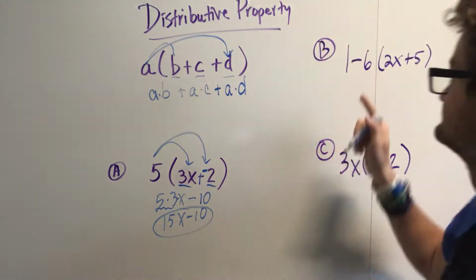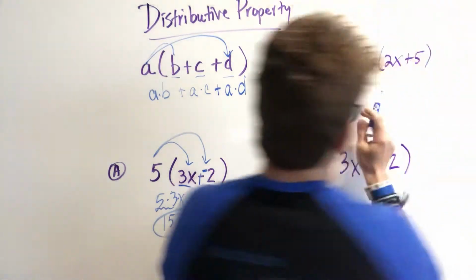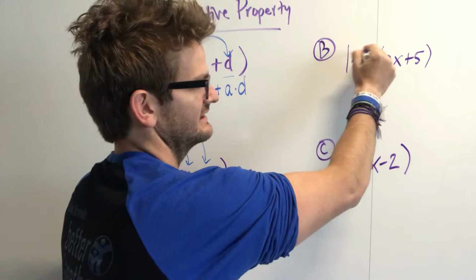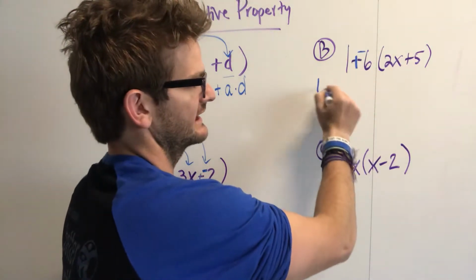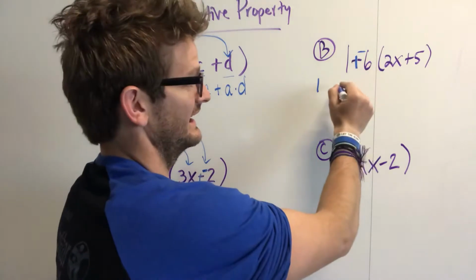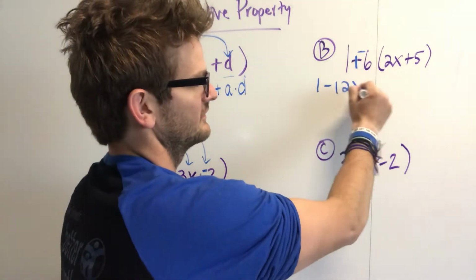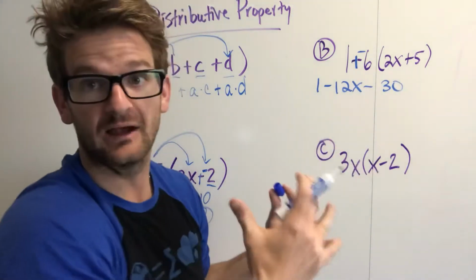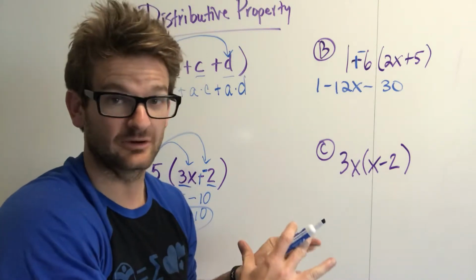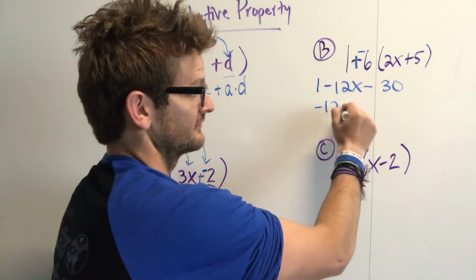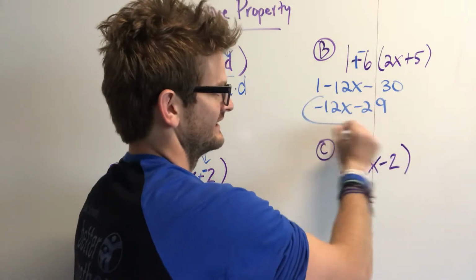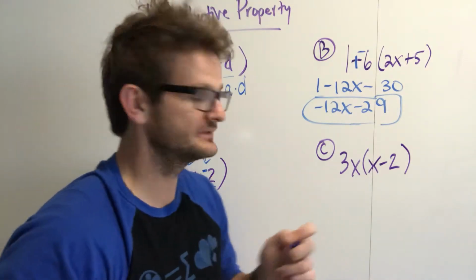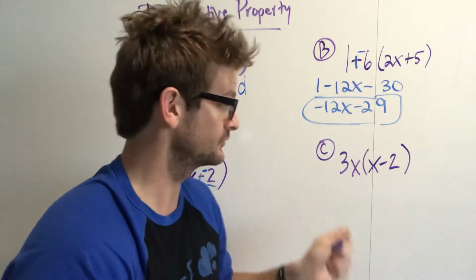Let's look at 2 more examples. On example B, we have a negative 6 out front. What I like to do with this is, again, make it plus a negative, and then I'm going to multiply it in. So I'm going to have 1 hanging out. Negative 6 is going to get multiplied by 2x. That's going to give negative 12x. And then negative 6 is going to get multiplied by 5, which is going to be negative 30. The last thing I want to do is combine like terms. Reference the combining like terms film if you're unsure on this. But our final answer is negative 12x minus 29.